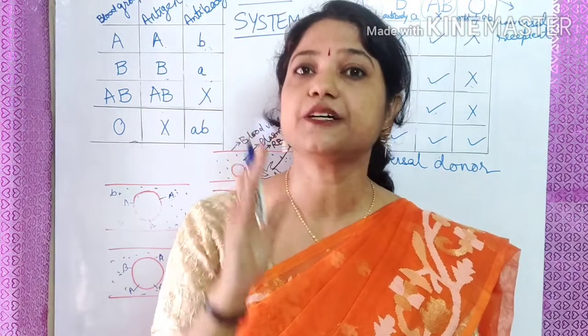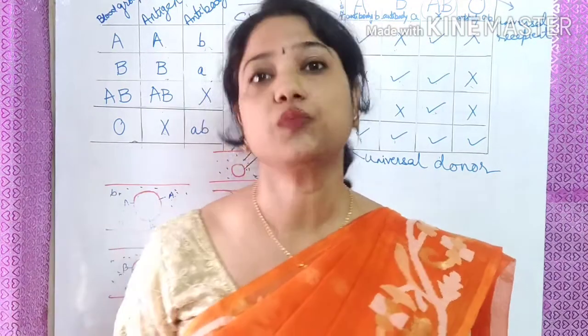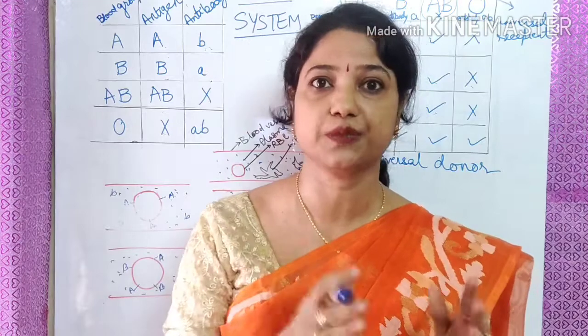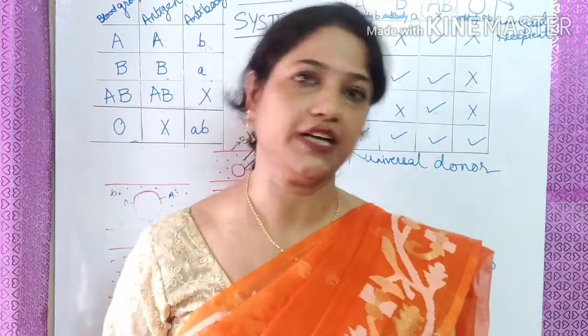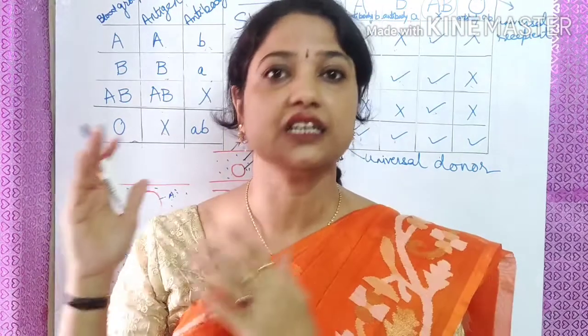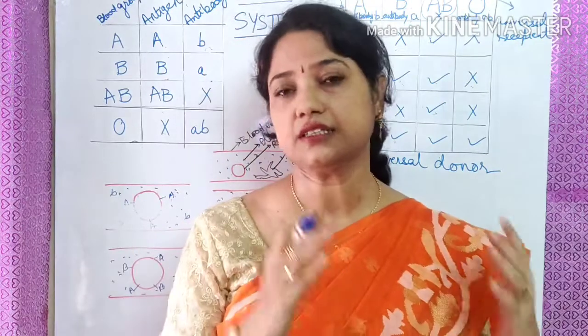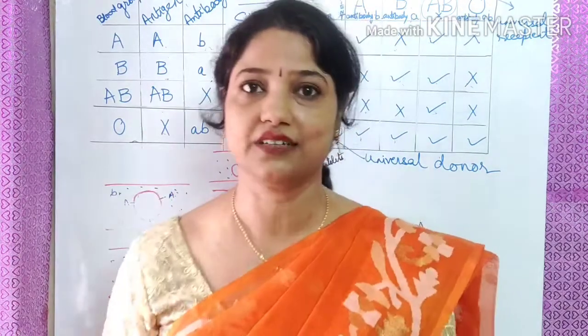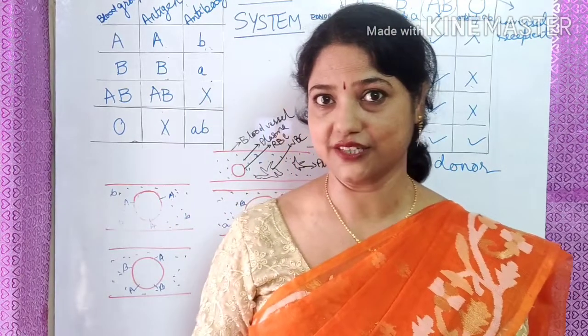Similarly, if a person has blood group A and Rh factor is absent, we call the blood group of that person A negative. Blood group B without Rh factor will be B negative. Blood group AB without Rh factor will be AB negative. Blood group O without Rh factor is O negative.